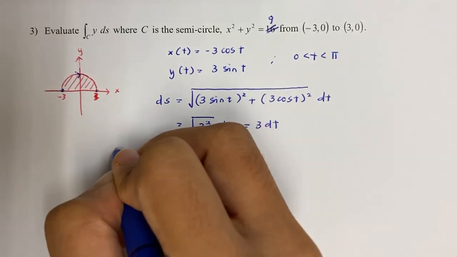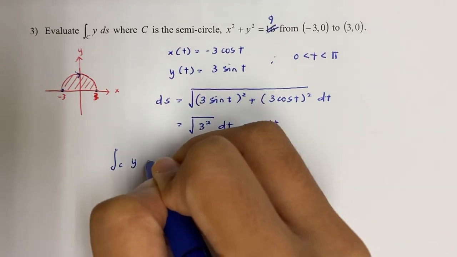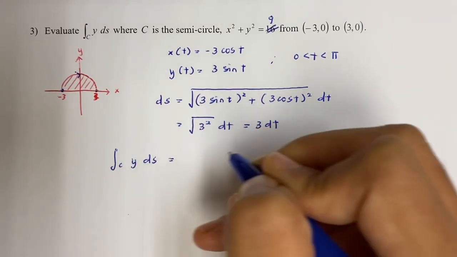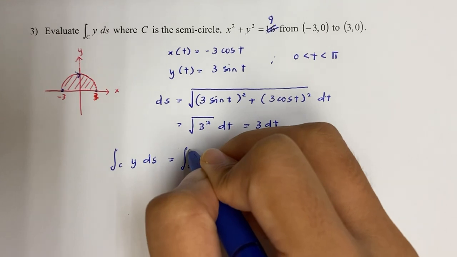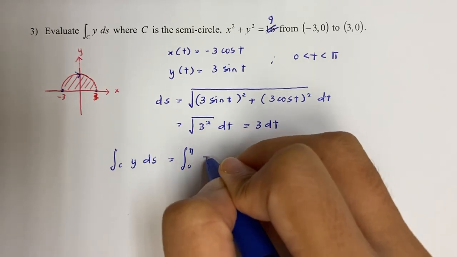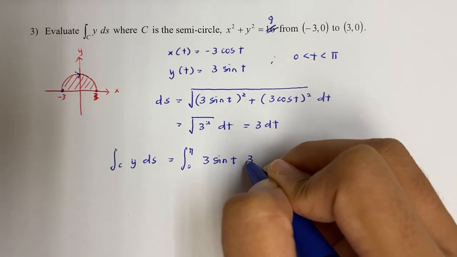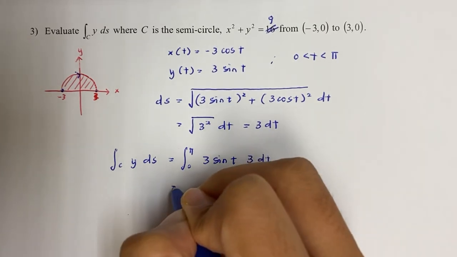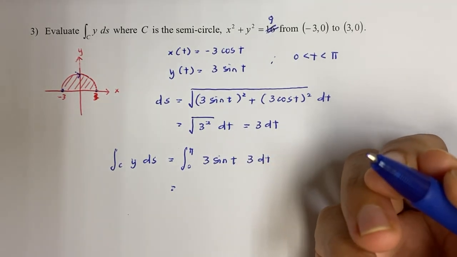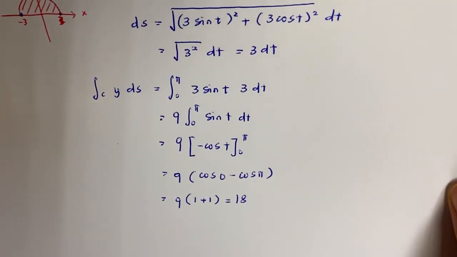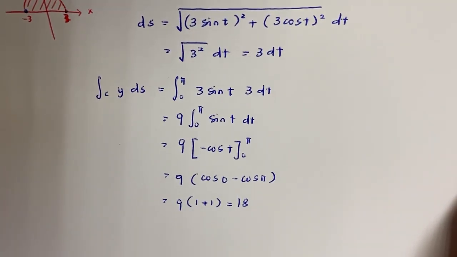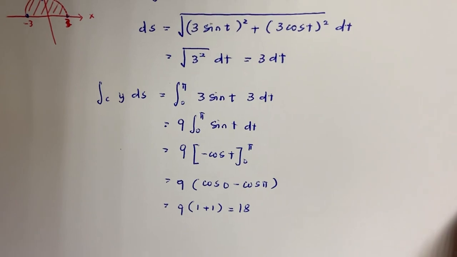And then I can continue with the integration of y ds. I have 0 to pi. My y is 3 sin t and my ds is 3 dt. You may continue from here. Make sure to check your last answer with mine. My last answer is 18.